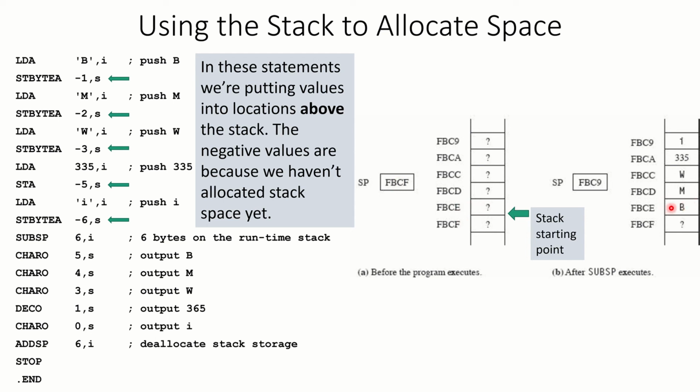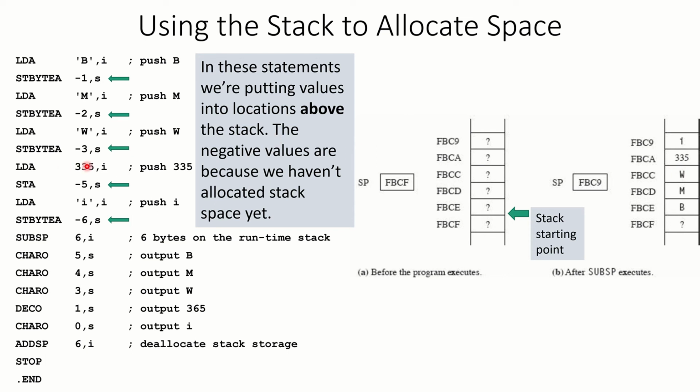We can see right there we stored the B. And then we work our way through here. We have an M, so we're loading an M, and then we're going to store the M at -2. It's at -2 because, again, the stack pointer is pointing right here at FBCF. So -1 would be here, -2 would be there, so that gets our M up there. And then we do the same thing with the W, which is -3. So there's -1, -2, -3.